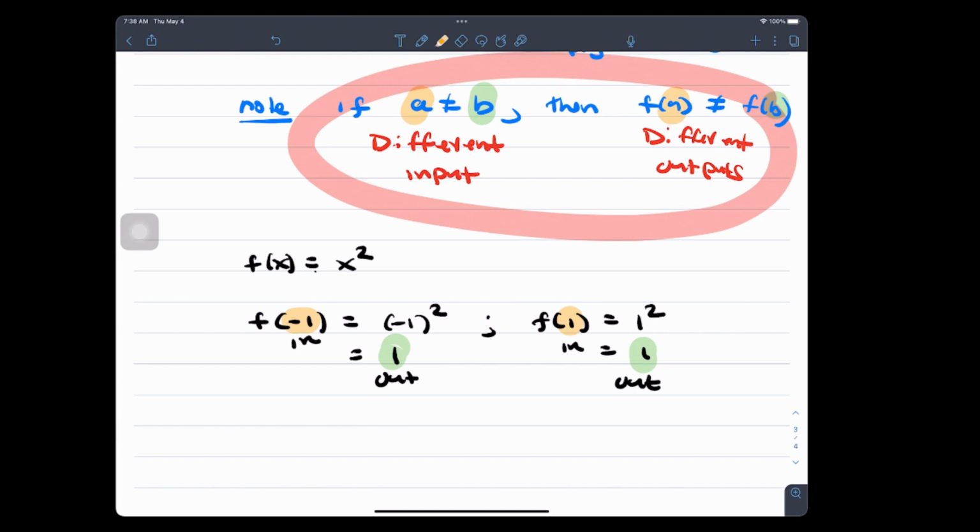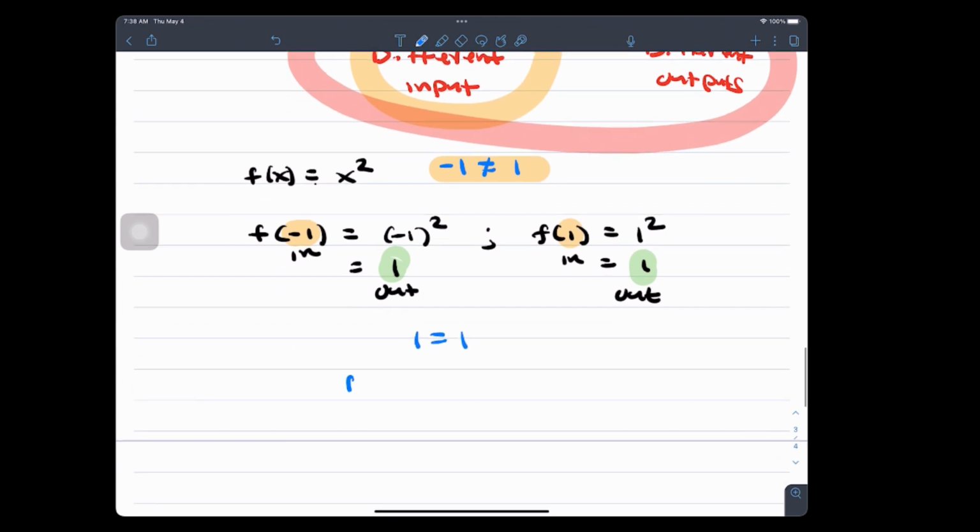So here's the problem, ladies and gentlemen. -1 is not the same as +1. Those are the two inputs. I plug them in there. Those inputs are different. Then what did you notice about my outputs? 1 is the same as 1, because f of -1 is the same as f of 1.